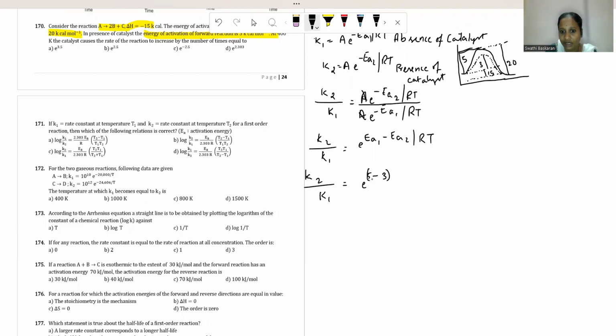So it will become 5 minus 3 divided by R, the universal gas constant in kilocalories, which can be taken as 2, into temperature. How much is the temperature? It is 400 Kelvin. Okay, they have given 400 Kelvin. Now what will it become basically? It will become e power 2, the difference, divided by 2 into 400, which is equal to e power 2.5.